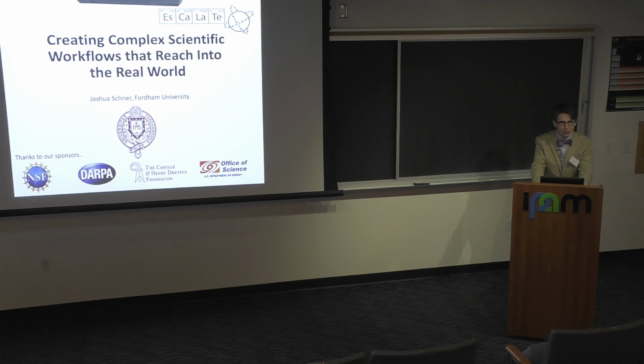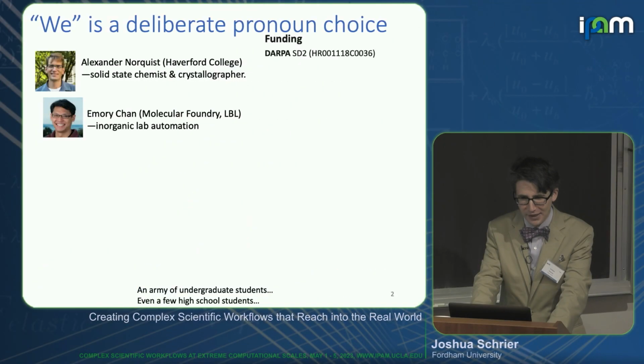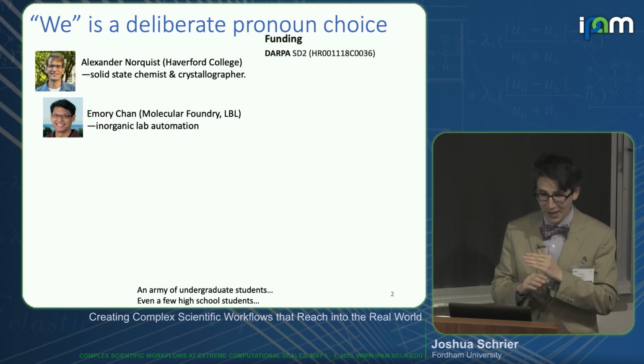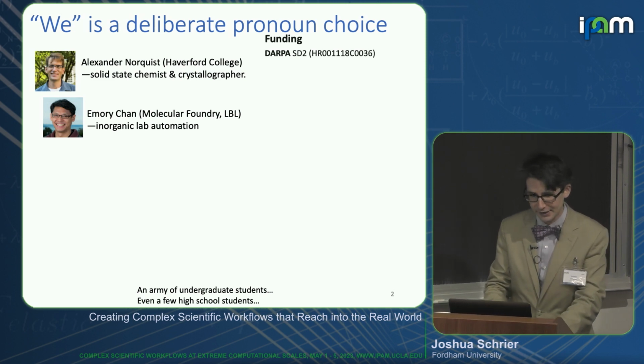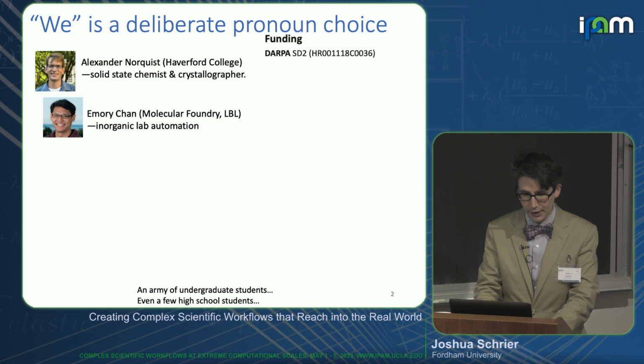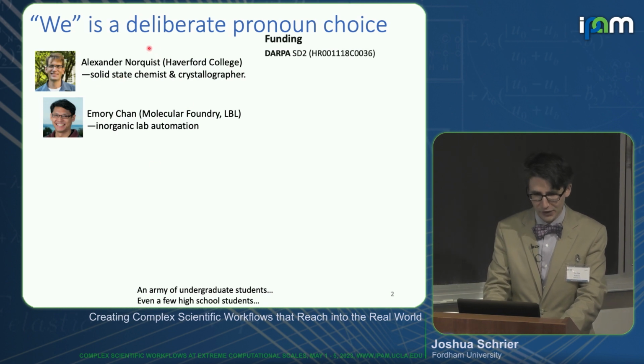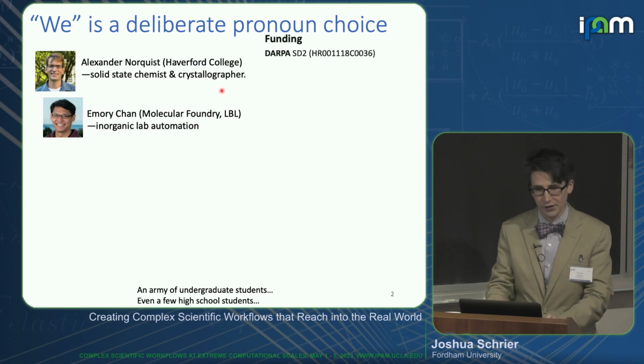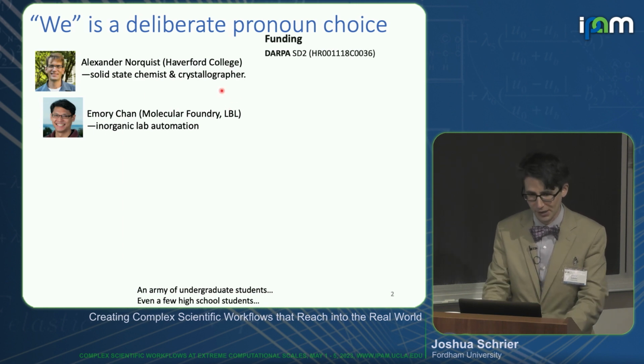And so I'm going to use the pronoun we throughout this. It's not just because I have an idiosyncratic pronoun choice, but rather that this is really a team effort and largely work together with really the experimental brains of the project, Alexander Norquist at Harvard College and Emery Chan at the Molecular Foundry at LBL, who's our real lab automation guru.